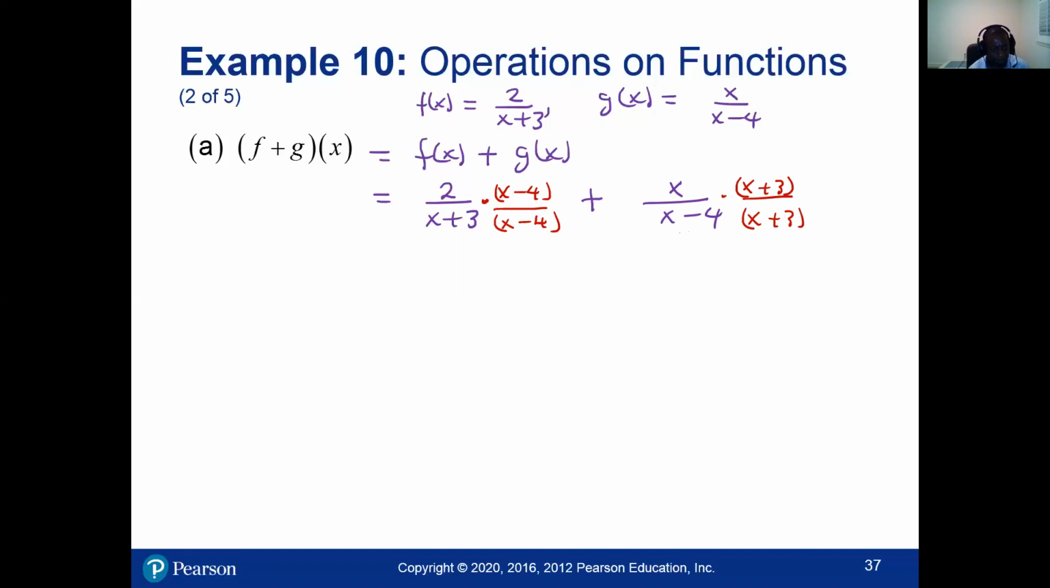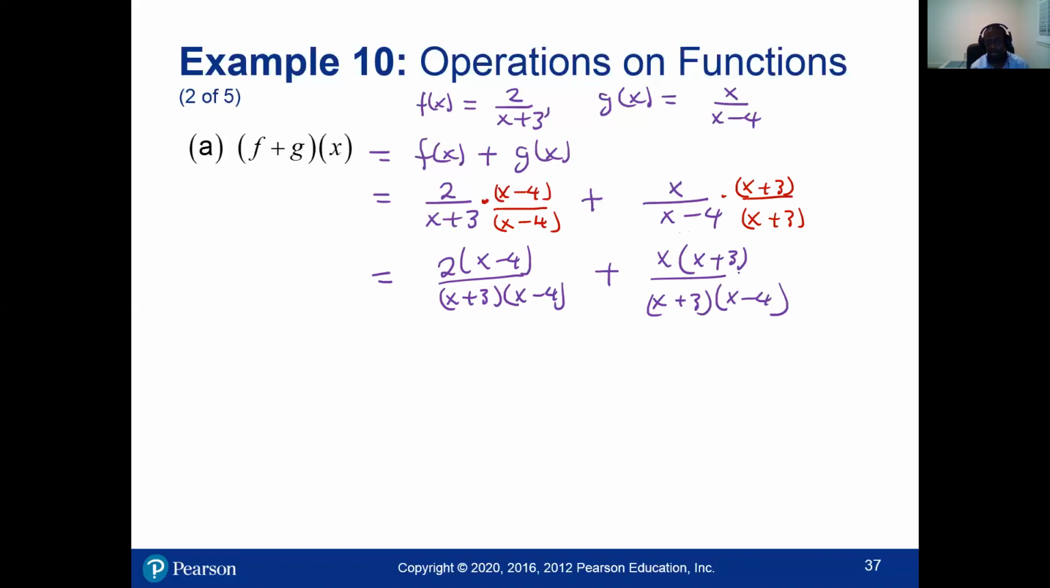Okay, so then we have, this is what? 2. The numerator is 2 times x minus 4. The denominator is x plus 3 times x minus 4. Then plus x times x plus 3 divided by x plus 3 times x minus 4. Okay, so now we have a common denominator, which is what? X plus 3 times x minus 4. The numerator is what? 2x.